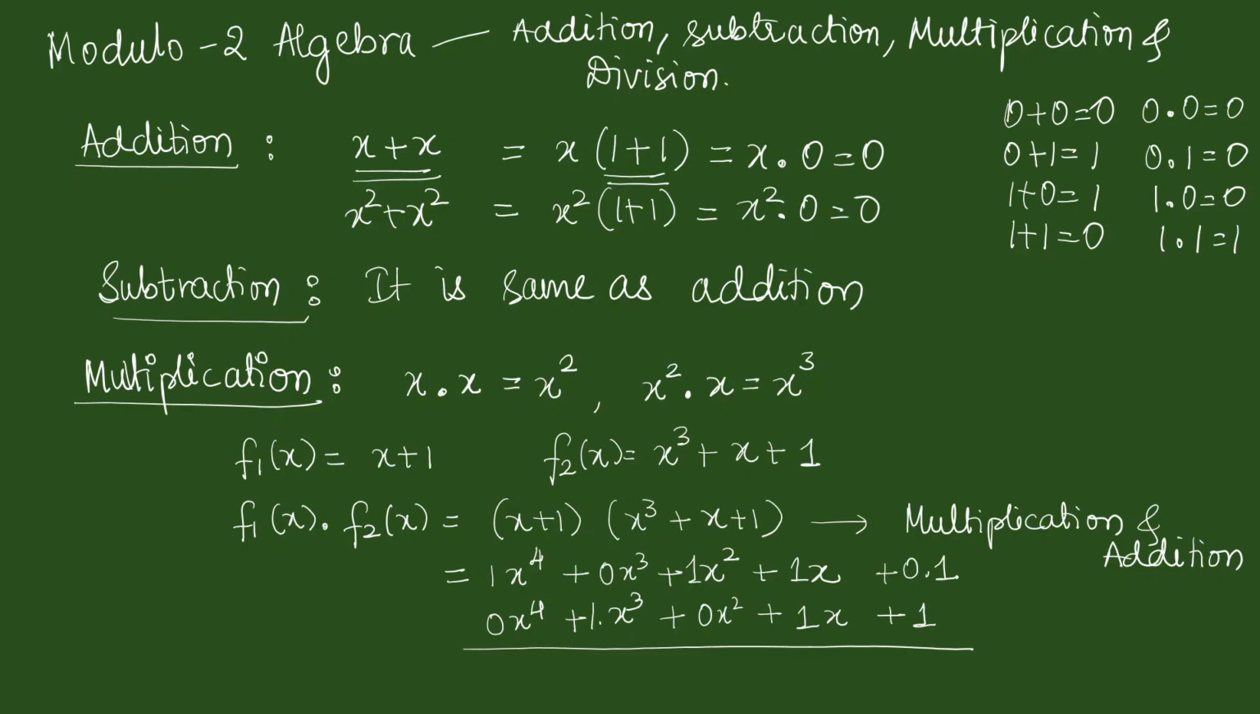So please remember this. Whenever I write this in terms of x raised to 4, I have 1 plus 0. If you take x cube in common, I have 0 plus 1. If you take x square, I have 1 plus 0. If you take x in common, I have 1 plus 1. If you take 1 in common, I have 0 plus 1. As simple as that. So the resultant of this multiplication, you can see over here, the coefficients are adding to 1, 1, 1. Here it is 0 and here it is 1.